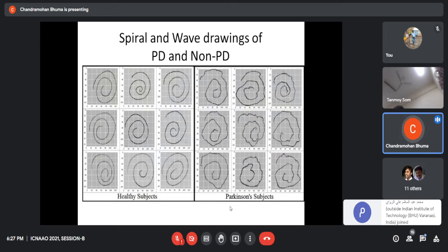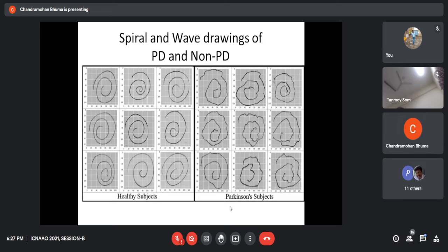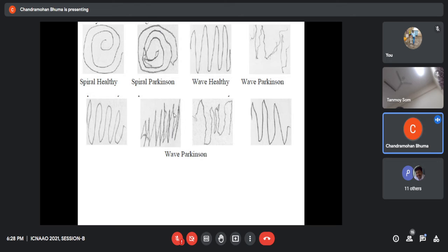So the work that I am proposing here is this. The spirals drawn by healthy people are on the left side, and when patients suffering from Parkinson's are asked to draw the spiral, the drawing is like this. Based on this, the convolutional neural network that is trained is going to detect whether the person has Parkinson disease or not.